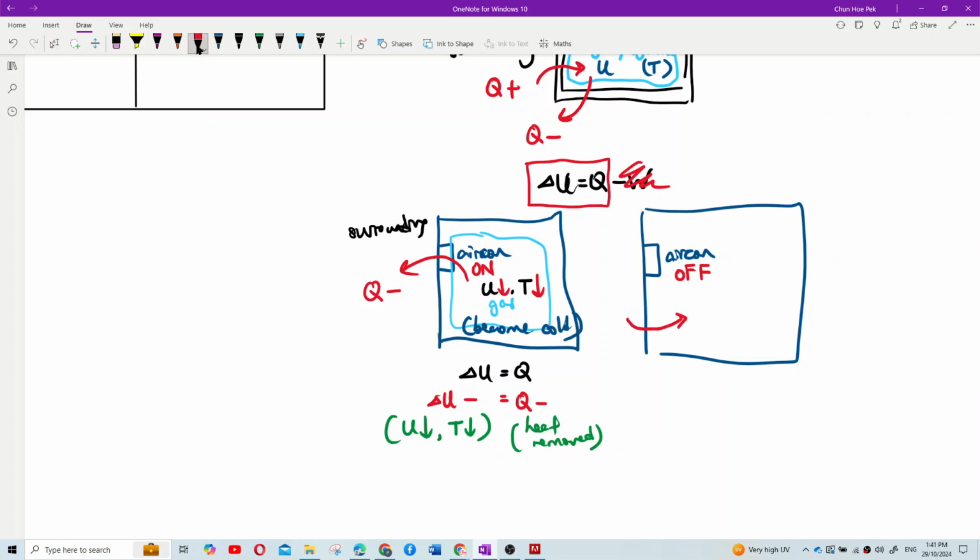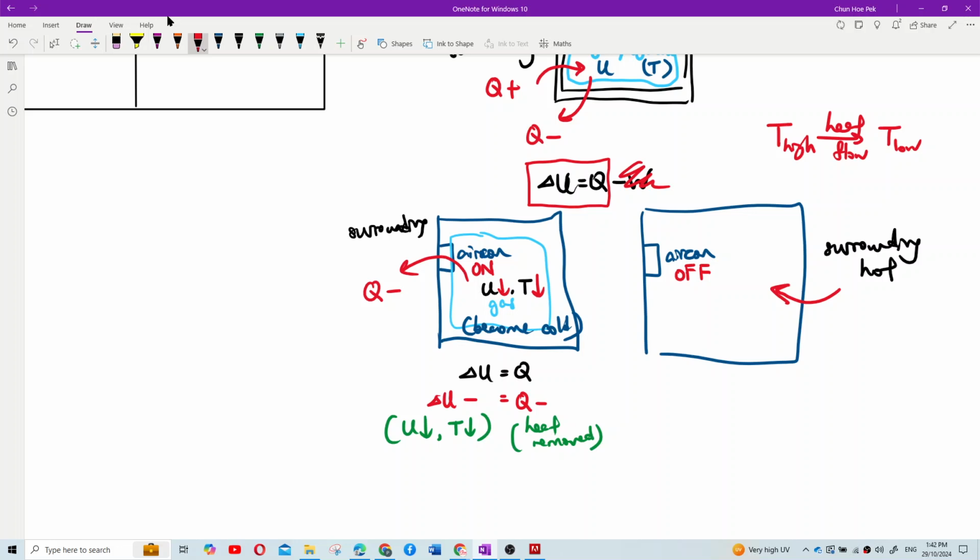Sebab di luar itu, outside the surrounding is very hot. Ya, kecuali di luar hujan lah. Kalau di luar hujan, itu bilik masih sejuk. Tapi kalau surrounding is hot, macam cuaca panas, ada matahari, so heat masuk balik. Heat masuk balik, because heat always flow from high temperature to low temperature.